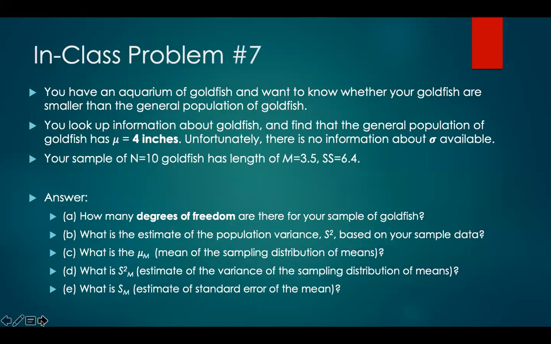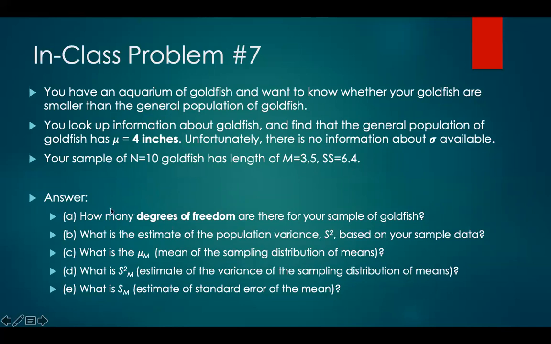So I'll end this lecture with an in-class problem. You have an aquarium of goldfish and want to know whether your goldfish are smaller than the general population of goldfish. You look up information about goldfish and find that the general population of goldfish has a population mean of 4 inches. Unfortunately, there is no information about the standard deviation at the population level available. But your sample of 10 goldfish has a length of 3.5 inches on average. So that's your sample mean. And a sum of squares of 6.4.